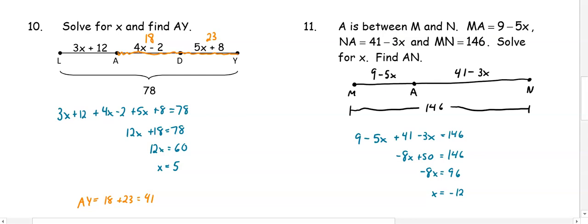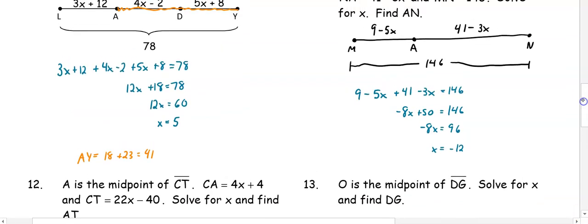To find AN then, we know that AN is 41 minus 3x. So we have 41 minus 3 times -12, which gets us 41 plus 36, which is 77.